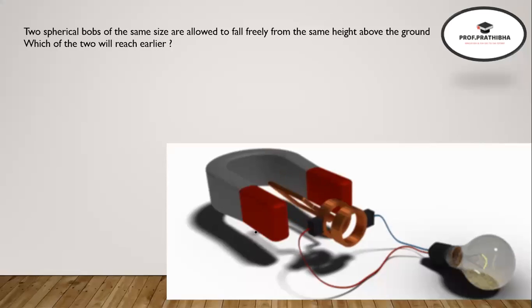Is Earth a magnet? Is Earth a huge magnet? Yes. Now you think, if Earth is a huge magnet, there is Earth's magnetic field present. So glass or metal, both are pulled downward. So what do you think? Which one will reach first?